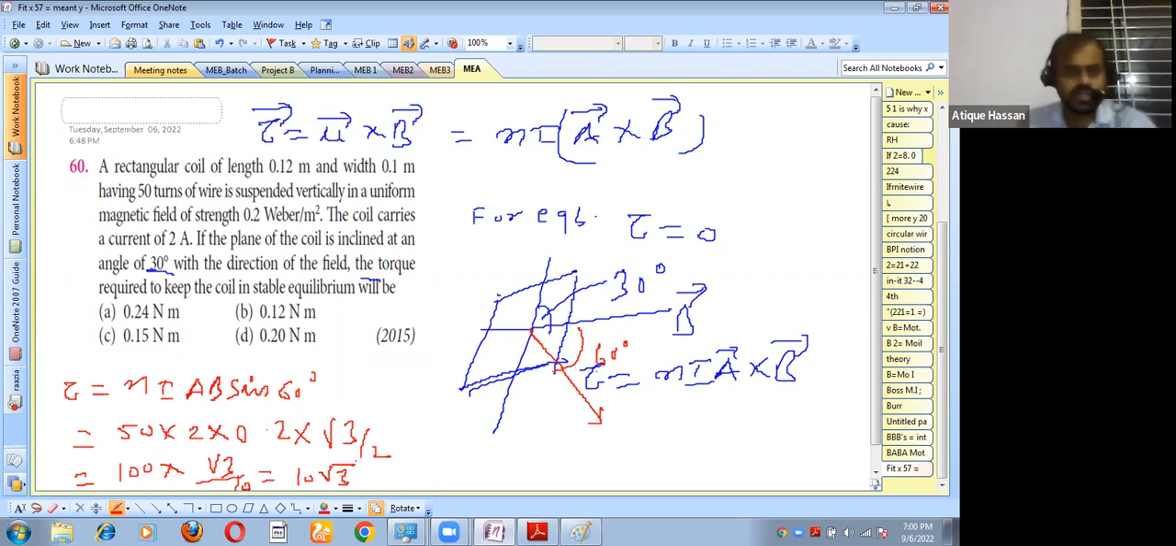Let us check again. Oh, sorry, we have to find the area also. We haven't written the area. We have to multiply by area also. So area is like 0.12 into 0.1. So we have to multiply by 12 into 10 to the power minus 3. So we will get 1.2 into root 3. Sorry, 0.12 into root 3.